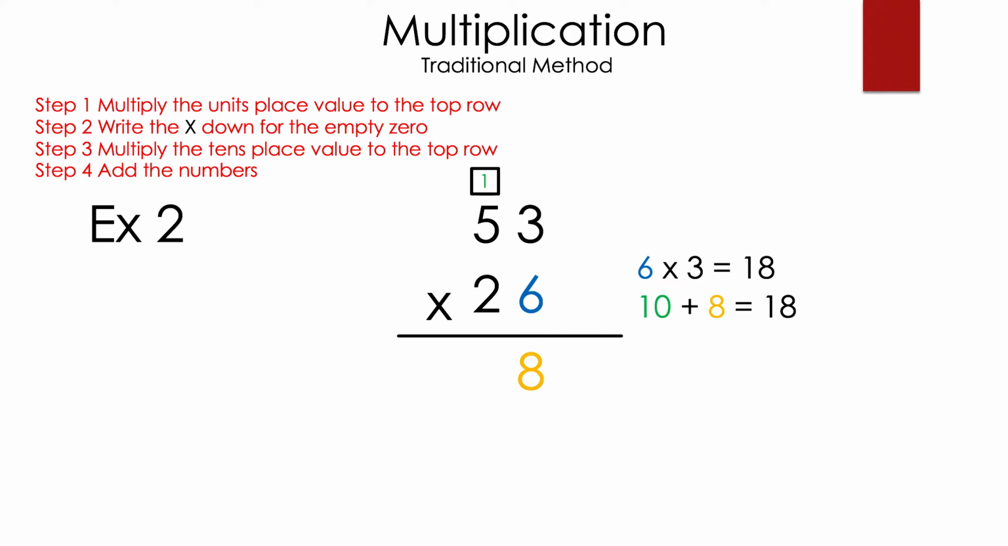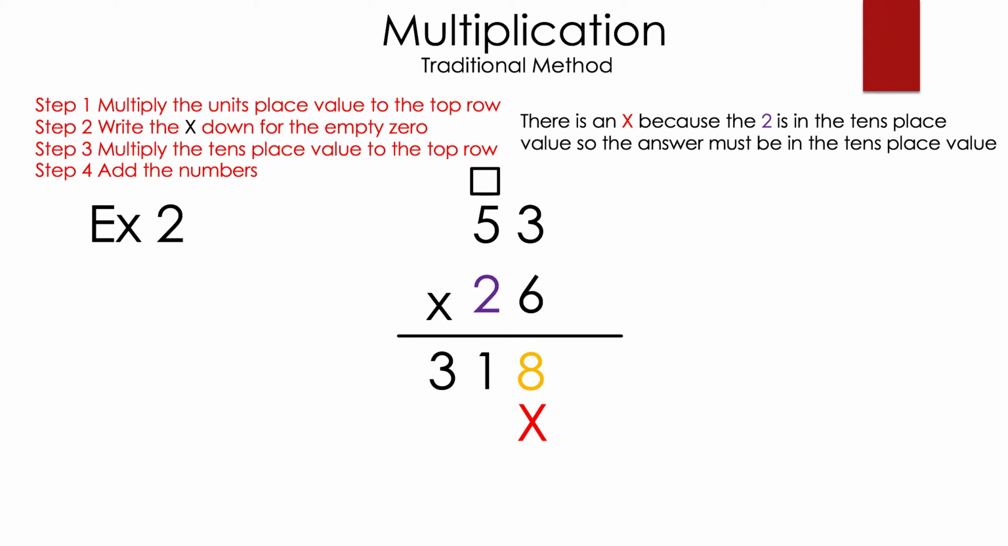So now we need to multiply the last digit on that row, which is the 5. But you need to do 6 times 5 plus 1, which gives me 31. And then we're going to bring it down because there's nothing else to multiply. So next step is we're going to do the 2. Before that, we need to put the x below the 8. Why do we put that there? Because 2 is in the tens place value. So the answer must be in the tens place value as well.